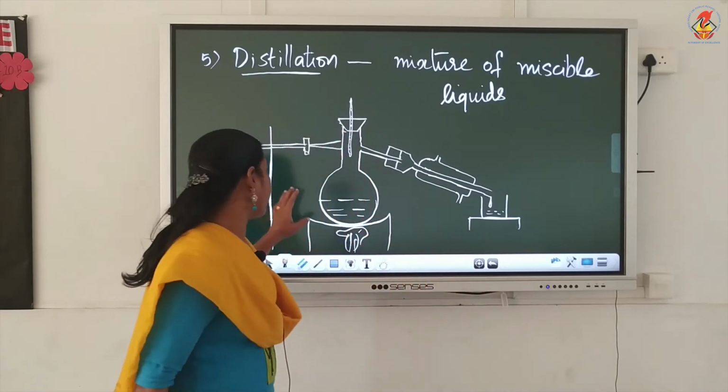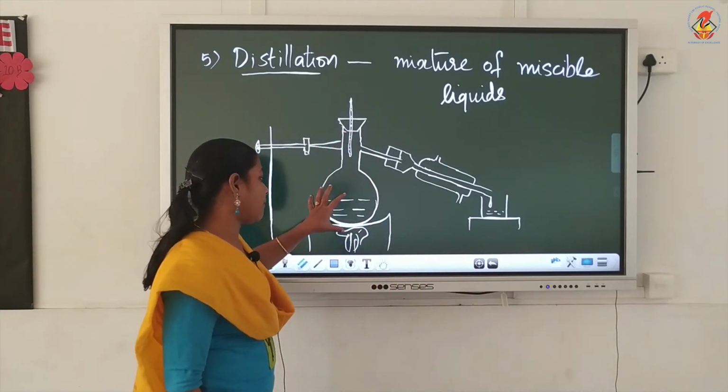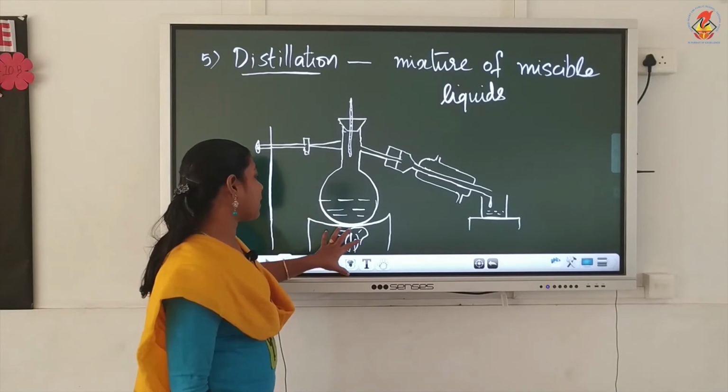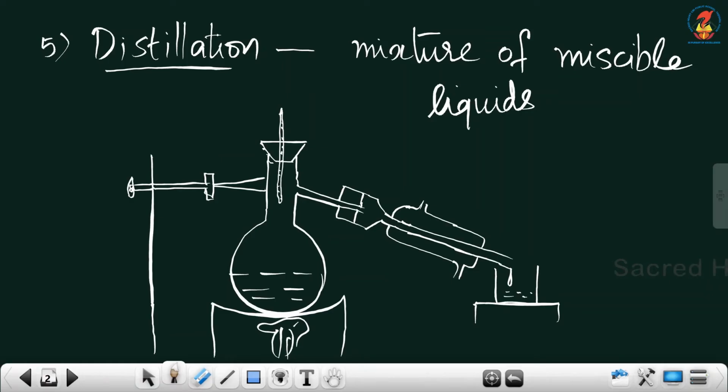So, here we are taking that mixture in a round bottom flask, and we are keeping that round bottom flask on a tripod stand, and a burner will be provided at the bottom, and it is fixed using a stand. A thermometer is inserted through the cork. Then there is an opening, and in that opening this round bottom flask is connected to a condenser. This is the condenser.